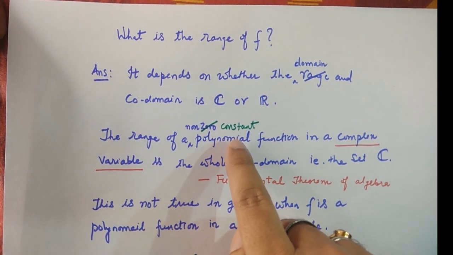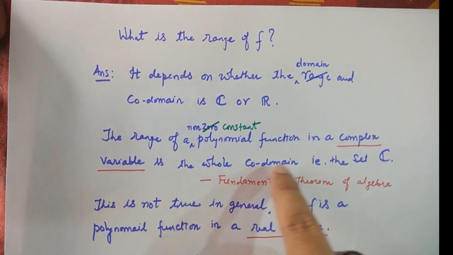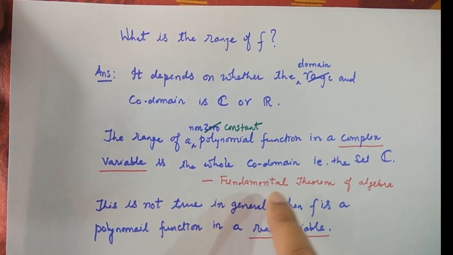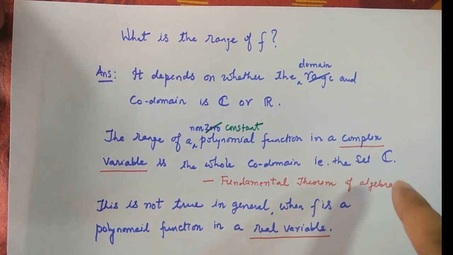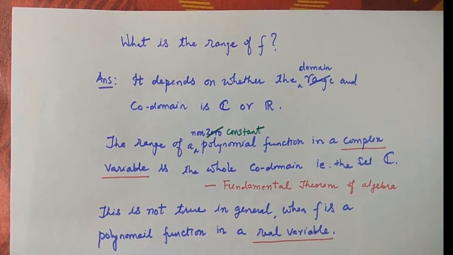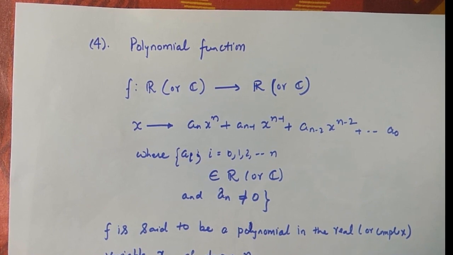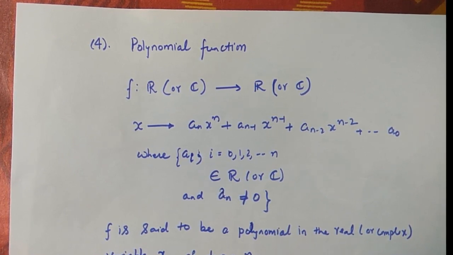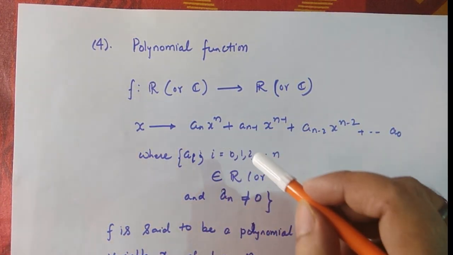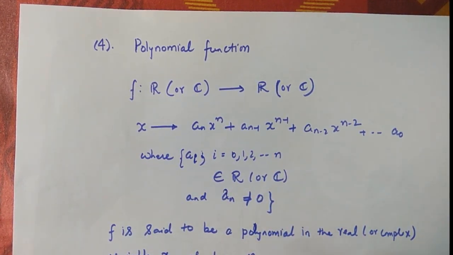a non-constant polynomial function in a complex variable is the whole codomain, that is the set C. This is what is known as the fundamental theorem of algebra, the proof of which shall not be our concern. By a non-constant polynomial, we mean that at least one of the coefficients a1, a2, a3 up to an should be a non-zero real or complex number.